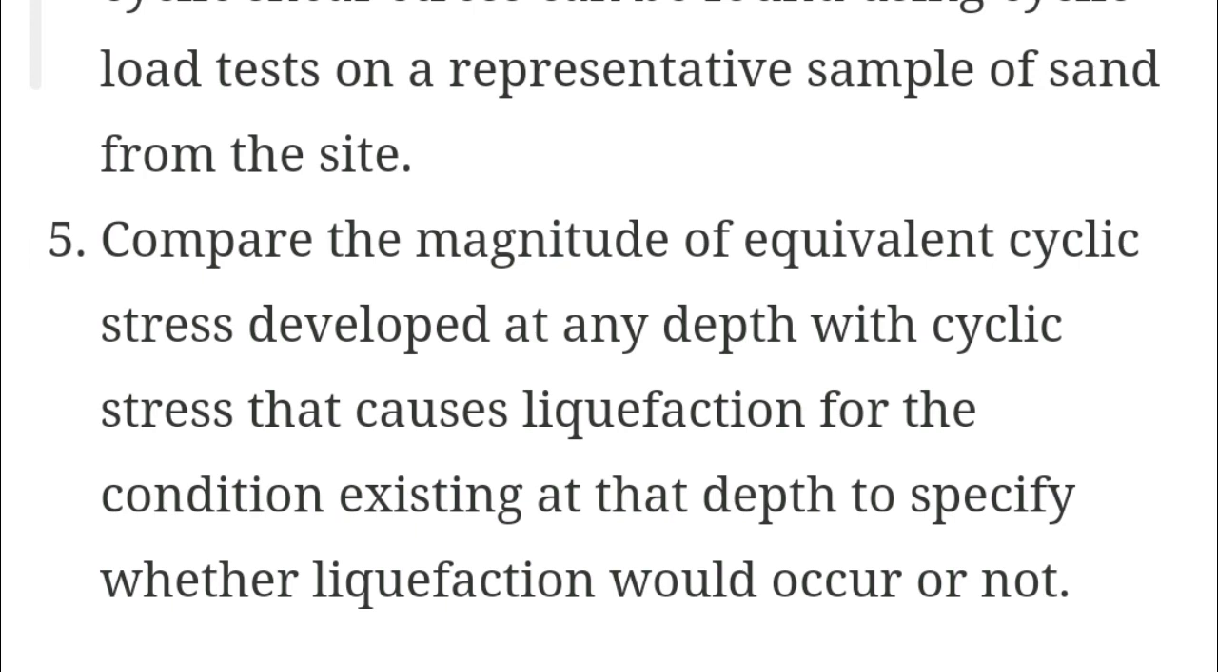This is most important when an earthquake happens. Liquefaction is the most important cause of failure of buildings. That's why we are very cautious about liquefaction.